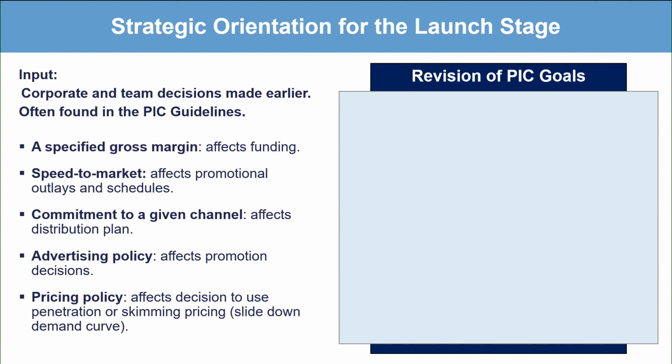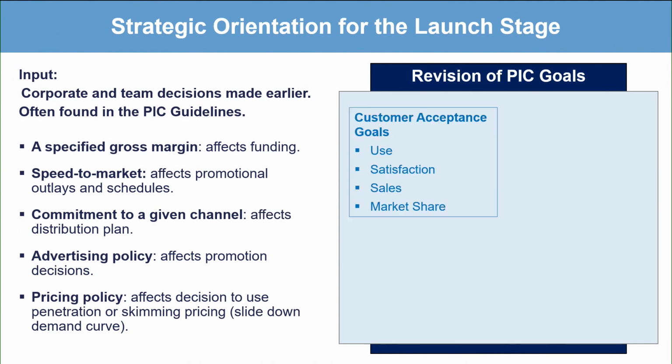And this could be a specific gross margin that we want to achieve, and this is affecting funding, a specific speed to market we want to have that affects promotional outlays and schedules, a commitment to a given sales channel that may affect the distribution plan, a specific advertisement or pricing policy. So based on this, normally the first activity of the launch phase is really to revise again the Product Innovation Charter.